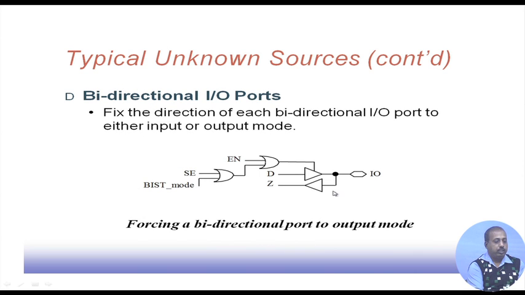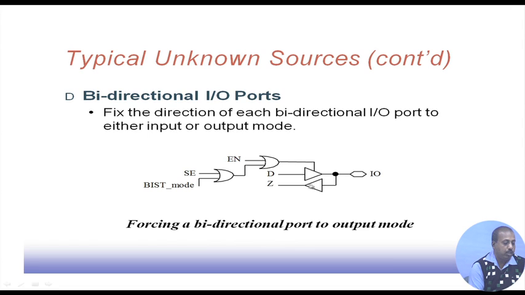Bidirectional IO port. This is another problem. In normal operation, when the scan enable is 0 and the BIST mode is also 0, then this one comes as a 0. Now, if the enable line is enabling this buffer, then this D value is available at the output pin. Otherwise, this pin is acting as an input pin, so the value comes through this.